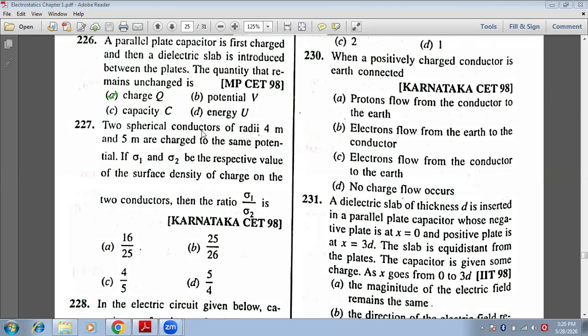Two spherical conductors of radii 4 meter and 5 meter are charged to the same potential. If sigma 1 and sigma 2 be the respective values of the surface density of charge on the two conductors, then the ratio sigma 1 by sigma 2 is: option A, 16 by 25; option B, 25 by 26; option C, 4 by 5; option D, 5 by 4. Correct answer, option D, 5 by 4.